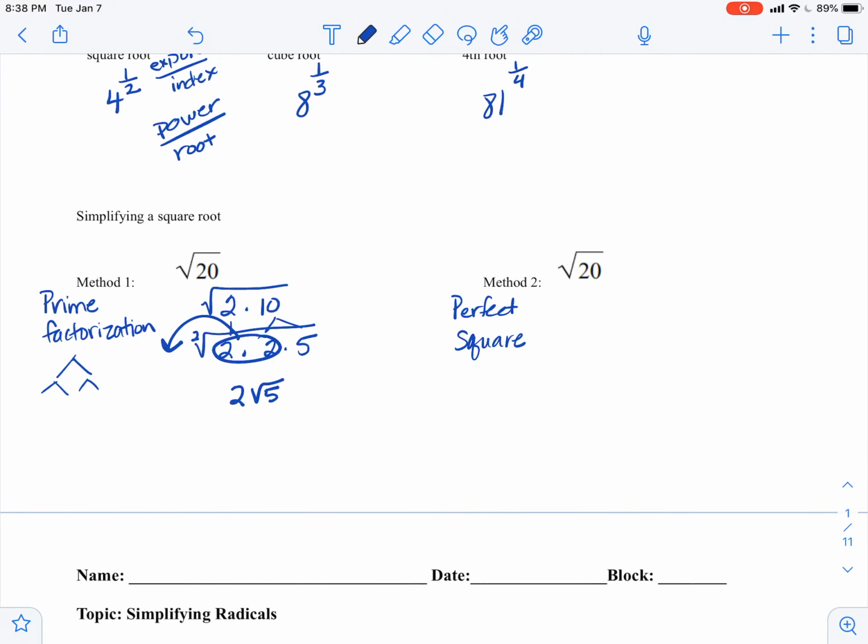And so all I do is, it's still kind of a prime factorization, but I do the square root of 4. I always put my perfect square first, and I know it's 4 times 5. Now I've got the square root of 4, which is 2, and 5. So either way works, but I will tell you that prime factorization every now and then gets really long.